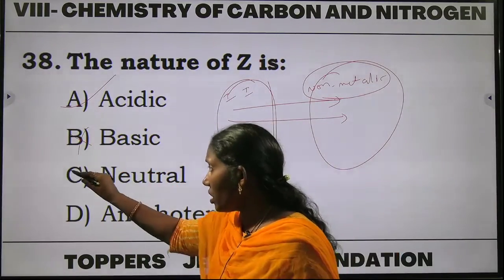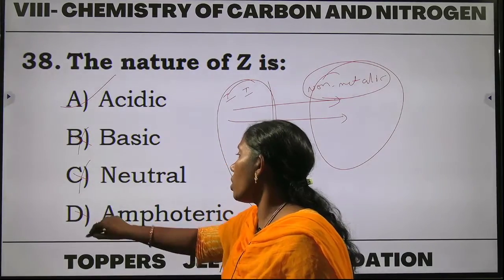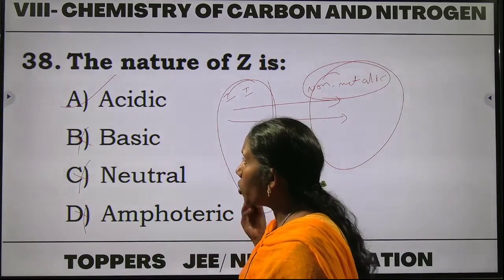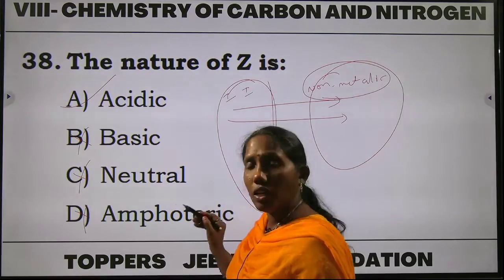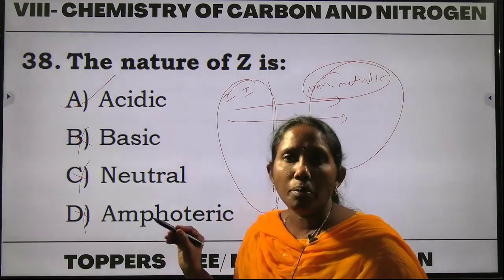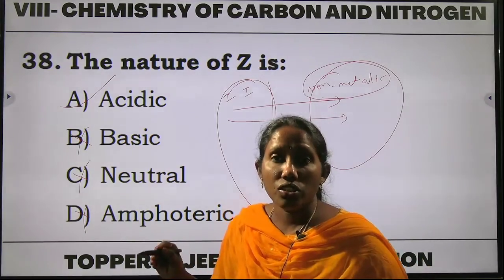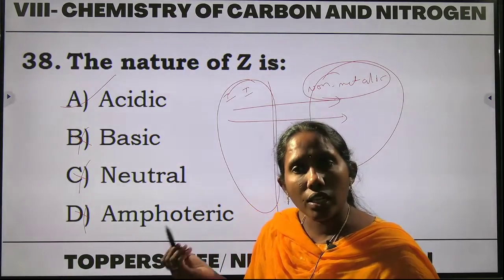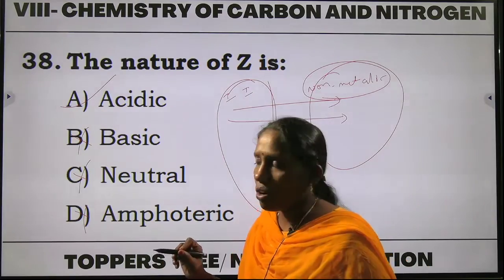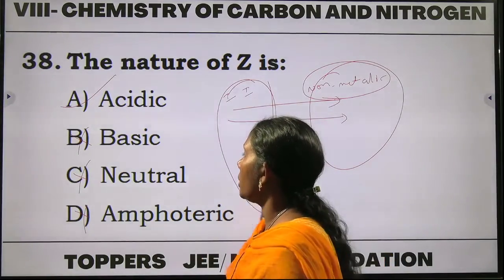Sorry, it is not neutral and it is not amphoteric. Amphoteric means both acidic and basic, but it is clear carbon is a non-metal. Non-metals will be acidic in nature. Non-metallic oxides, we can say, are acidic oxides. Metallic oxides, it is clear, are the basic oxides. Okay, so it is acidic in nature.